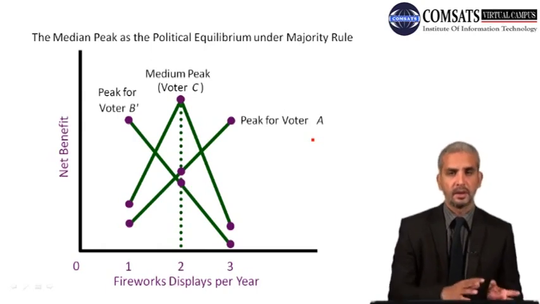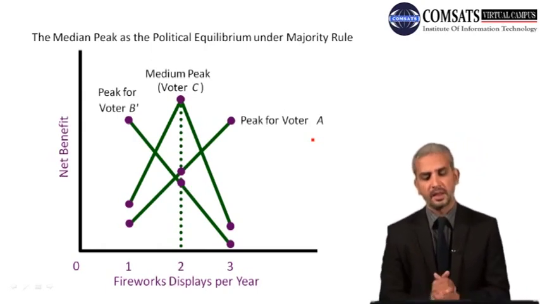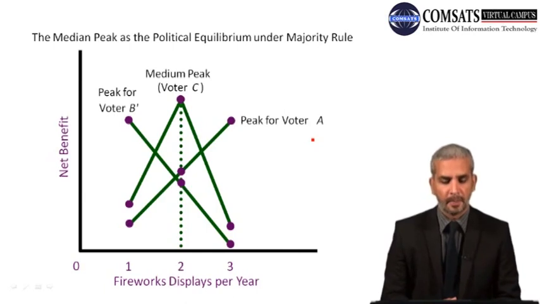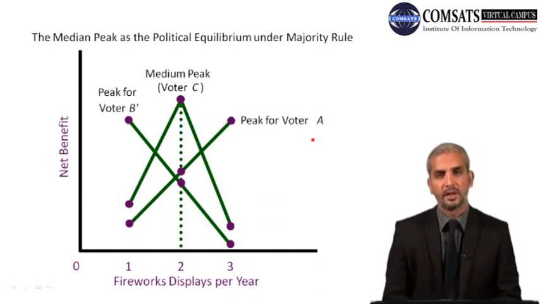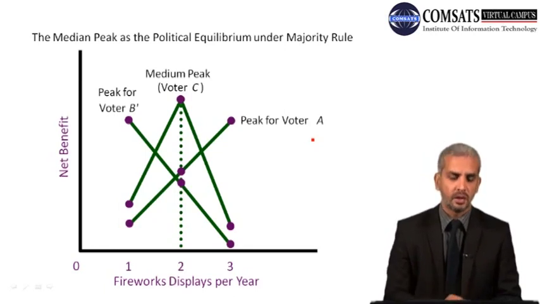Now the same tabular example is presented in a graphical form over here, where all the three individuals are having a single peaked preference. On the x-axis there are firework displays per year, which is 1, 2 and 3, and on the y-axis there are net benefits derived by each individual in terms of the fireworks.